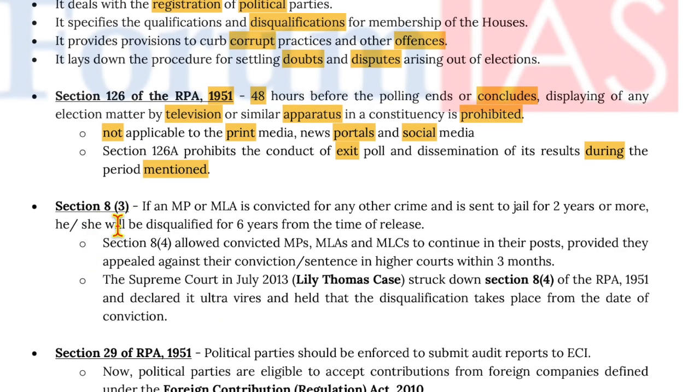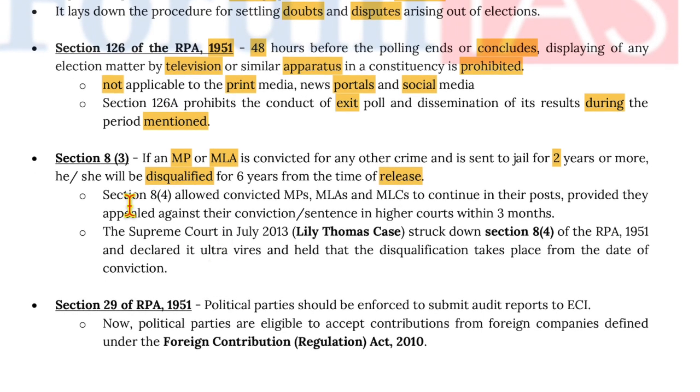Now, Section 8, Subclause 3 mentions that if an MP or MLA is convicted for any other crime and is sent to jail for 2 years or more, he or she will be disqualified for 6 years from the time of release. Now, Section 8, Clause 4 allows convicted MPs, MLAs, MLCs to continue in their post provided they appealed against their conviction or sentence in a higher court within 3 months. Now, the Supreme Court in July 2013, that is the Lily Thomas case, struck down Section 8, Clause 4 of the RPA 1951 and declared it ultra vires and held that disqualification takes place from the date of conviction.